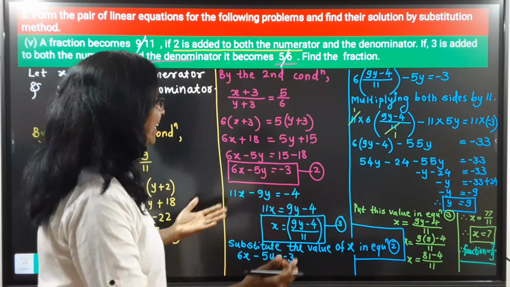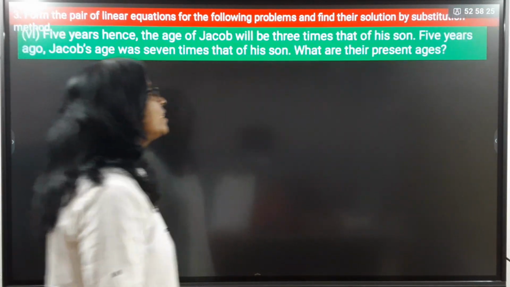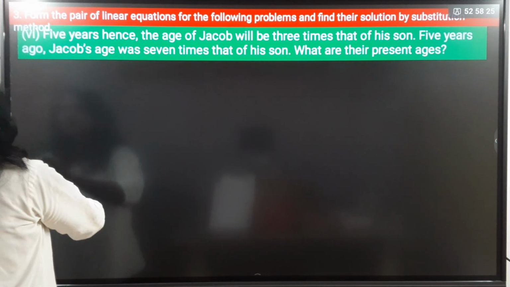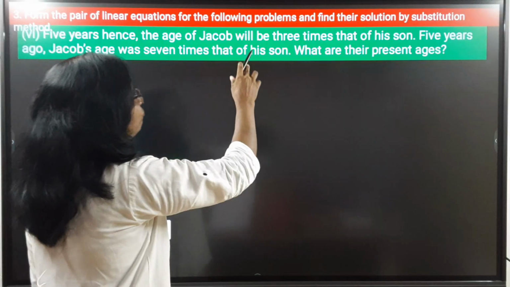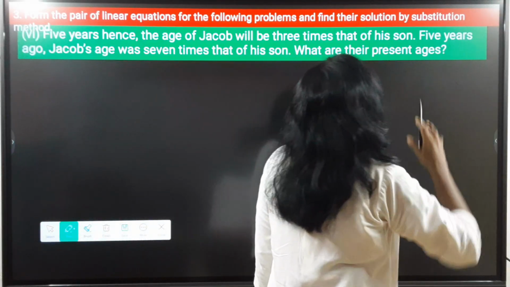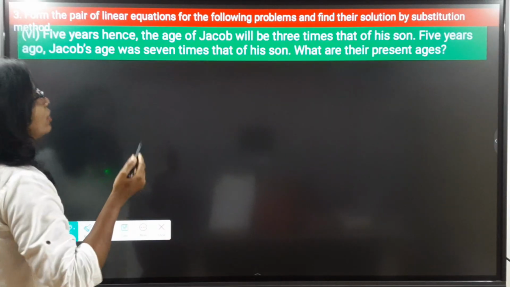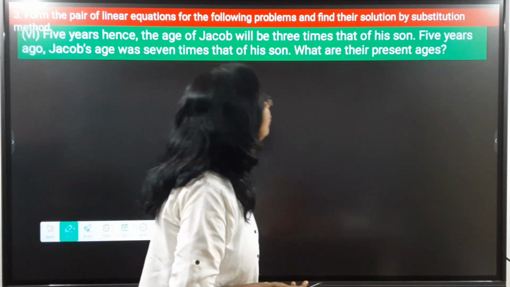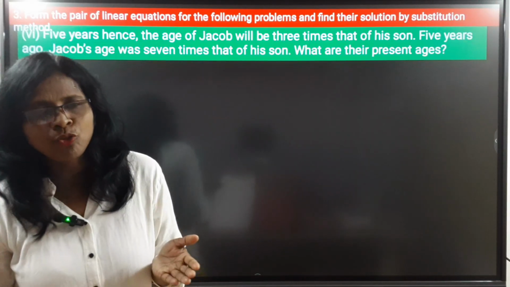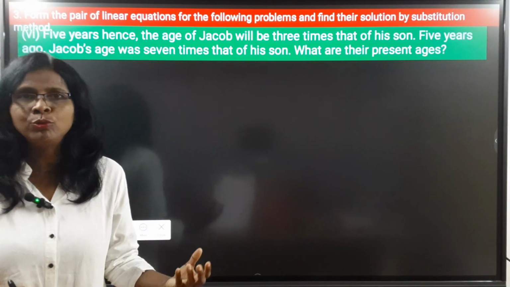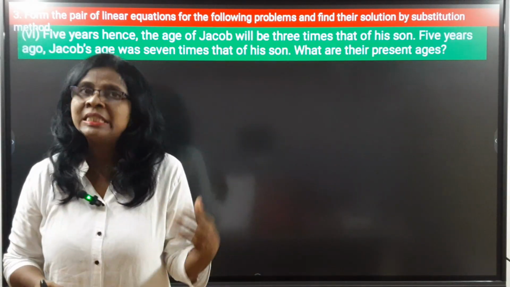Okay students, now let us see the next example. So the next example is: 5 years hence the age of Jacob will be 3 times that of his son. 5 years ago Jacob's age was 7 times that of his son. What are their present ages? Okay, present ages. So now here, students, we have to find out the present age of Jacob and the present age of his son.